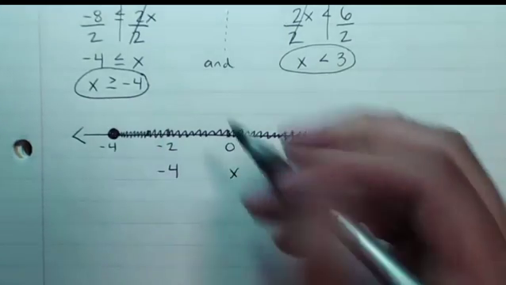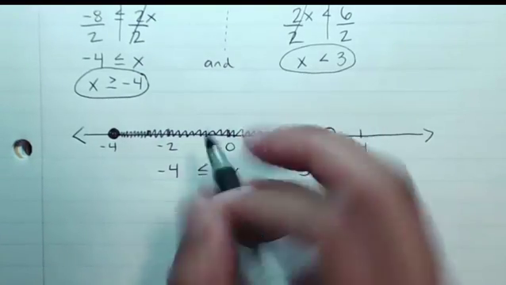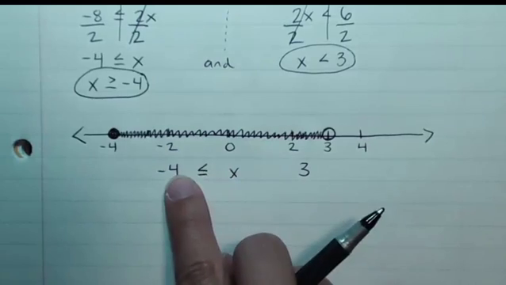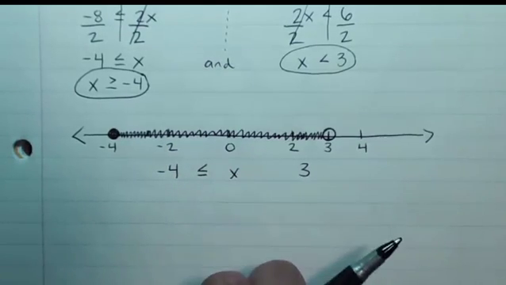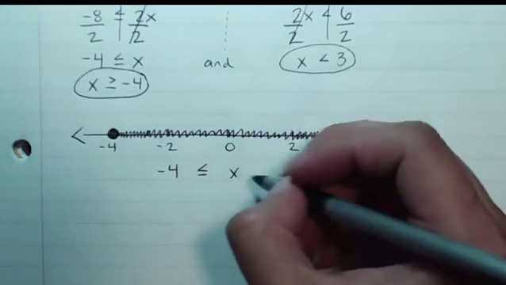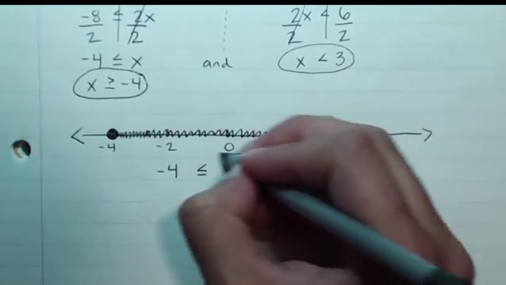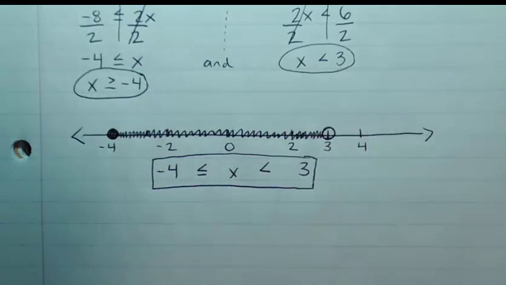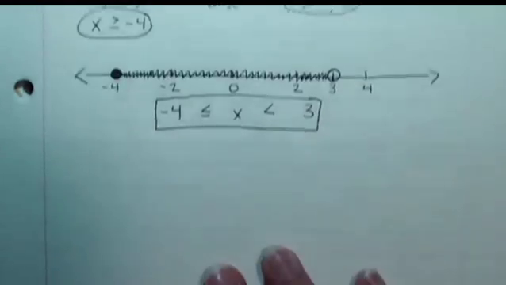Okay, x has to be greater than or equal to -4. So again, I have to flip it, because if x is greater than or equal to -4, it has to be opening up to the x, and x is less than 3. So I would rewrite the inequality in simplified form to that. Okay, so that's our first type of compound inequality.